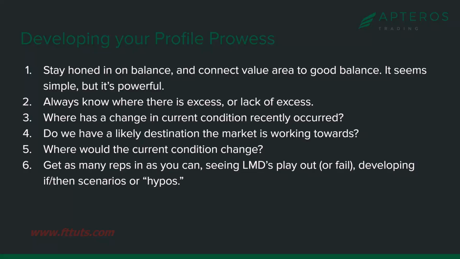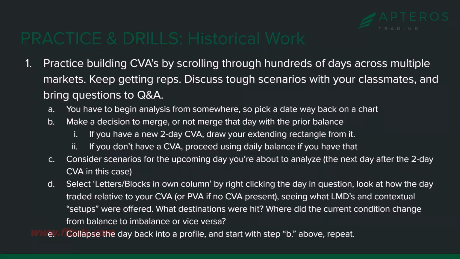Where has change in the current condition recently occurred? Remember, that has implications for narrative and strength of it and where something has changed. So therefore, where our bias has changed or whatever. Can I identify a likely destination the market's working towards based on the laws of market dynamics? Where would the current condition change? Get as many reps in as you can at seeing all this stuff play out, developing if-then scenarios and hypos. This is all the stuff we're going to be doing.